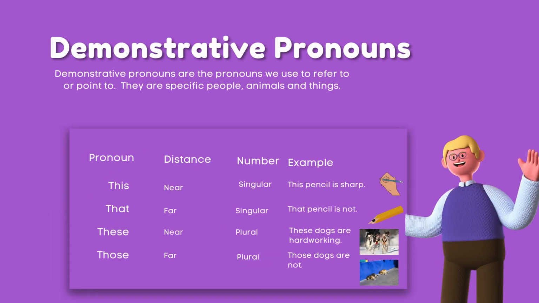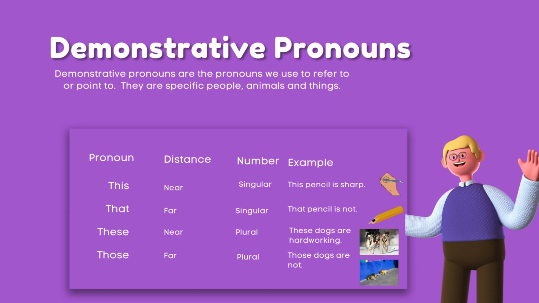Demonstrative pronouns are the pronouns that we use to refer to, or point to, specific people, animals, and things. This and that are singular, one thing. This refers to a thing that is nearby. This pencil is sharp refers to a pencil that I am holding in my hand. That pencil is not refers to a pencil lying on a desk, a distance away.